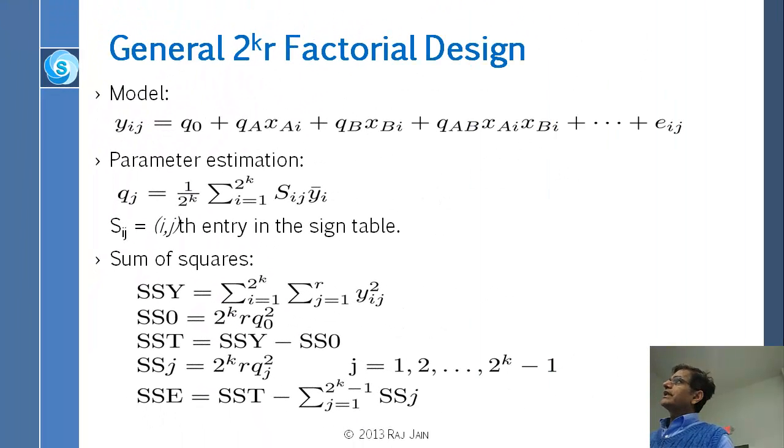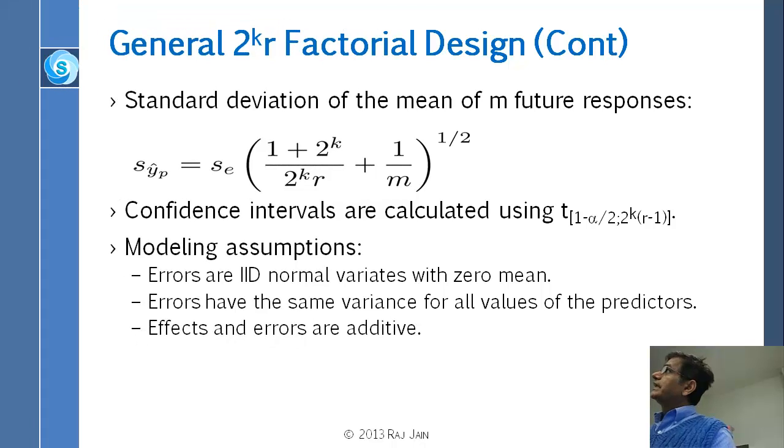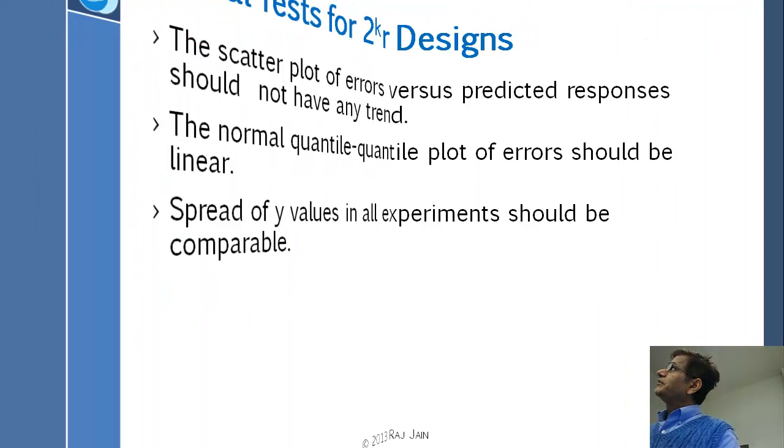Alright, so now that we understand the 2 raised to k r design and what we can do in terms of transformation, we can just extend that to 2 raised to k r. And k r simply means that we write 2 raised to k terms plus the error terms. Parameter estimation is as before using the sign table. You get the same SSYs, SSTs, you get the same effects, standard deviation, contrast, predictions, everything else is the same, the same assumptions, and then you have the same visual tests.